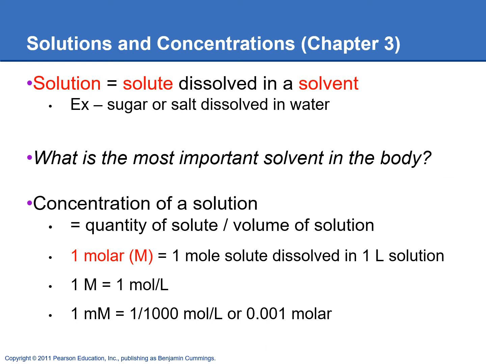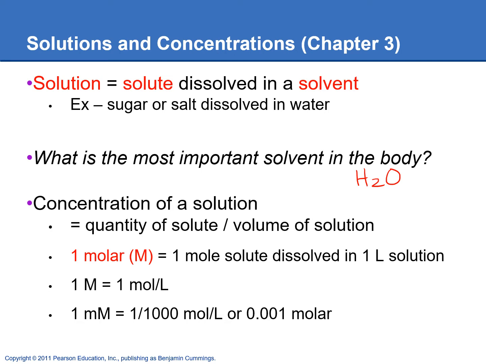Okay, just some more chemistry terms. Remember, a solution is just a mixture of a solute that's dissolved in a solvent. The solvent is the thing that's doing the dissolving. So in our bodies, our big solvent would be water. That would answer our question here: the most important solvent in the body is water. And then the solute is whatever is being dissolved. So maybe it's salt or glucose. It could be a number of different things that get dissolved in the solvent, or the water.